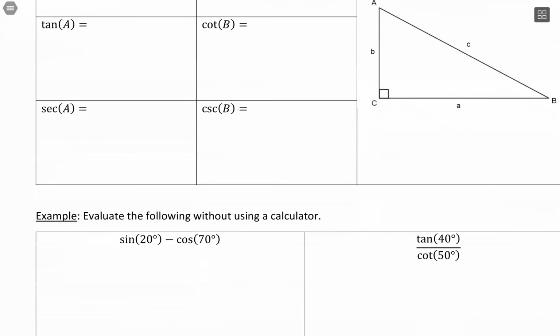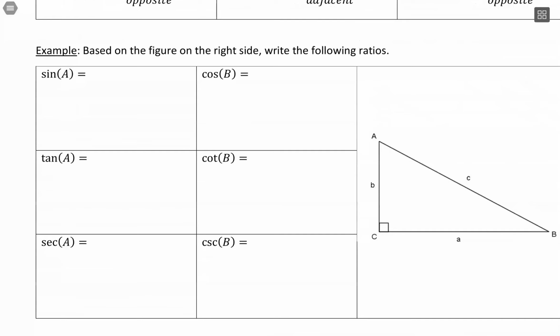Okay, so let's do another example here with our new functions working. So sine is opposite over hypotenuse. Cosine is adjacent over hypotenuse. Tangent is opposite over adjacent. So that's just going through SOHCAHTOA there. Cotangent, I know, is the flip of tangent. So if tangent is opposite over adjacent, then cotangent is going to be adjacent over opposite.